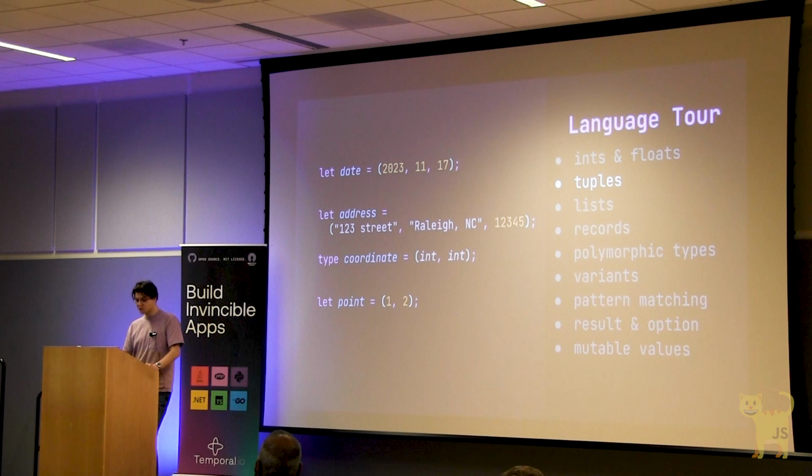So next up is tuples. Tuples are basically like fixed length lists or just bags of data. One nice property of tuples is that you can mix and match the types in a tuple.